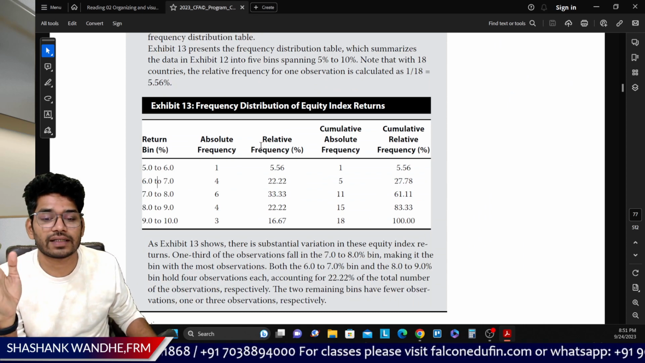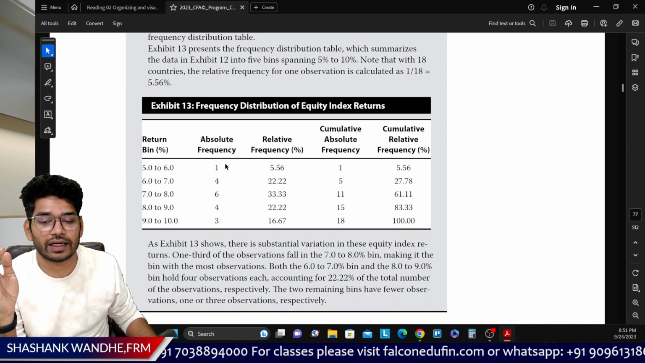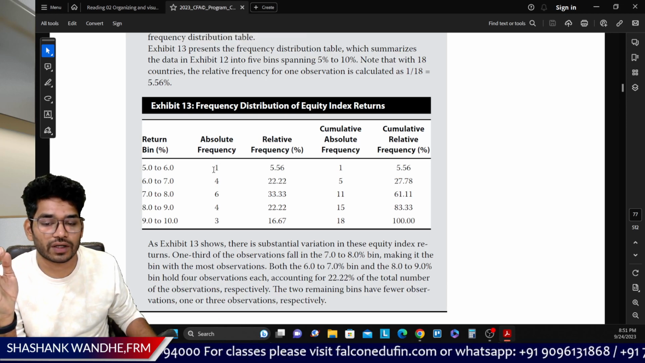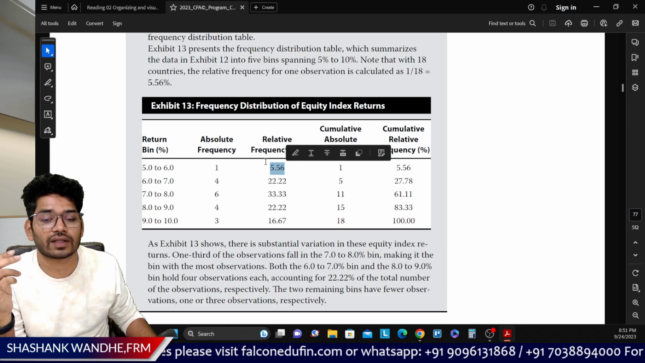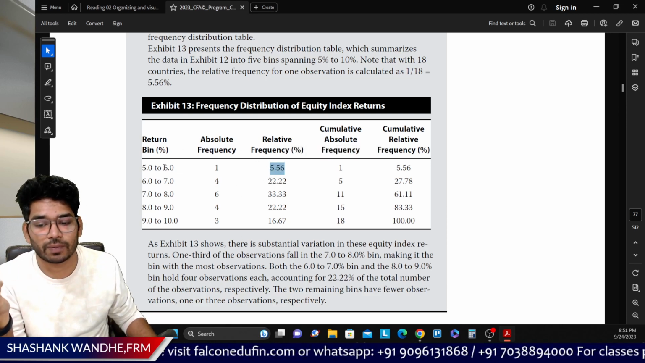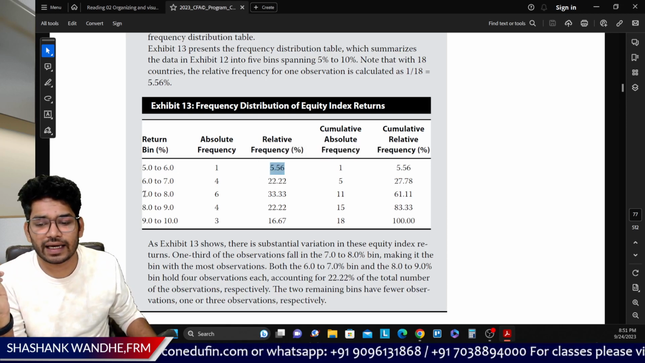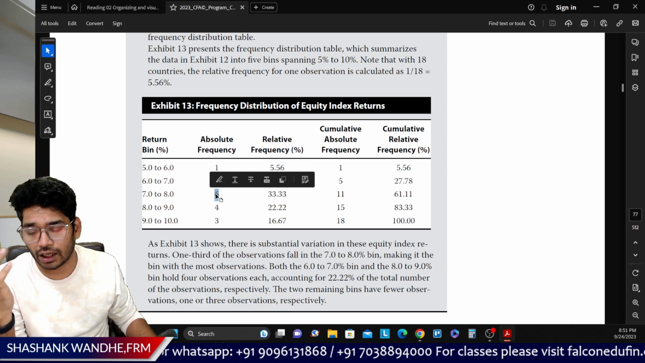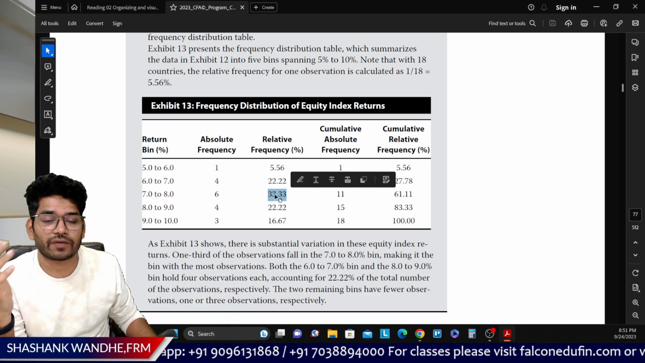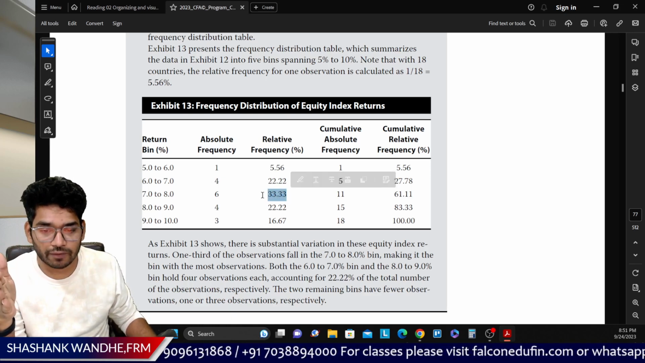Now the relative frequency is simply 1 divided by 18. It is in the percentage format, percentage of total observations. So 1 divided by 18 is 5.56%. That's why the relative frequency is 5.56% for the first bin, 5 to 6%. If you consider 7 to 8, here we have total number of observations equal to 6. In this case, the relative frequency is 33.33% and so on for the others.